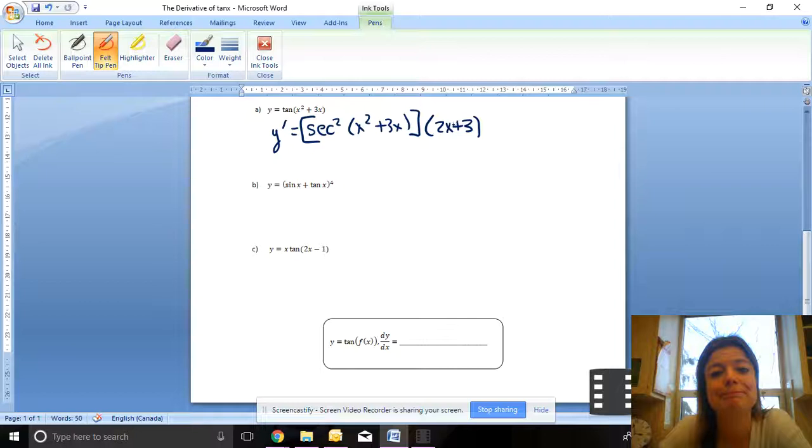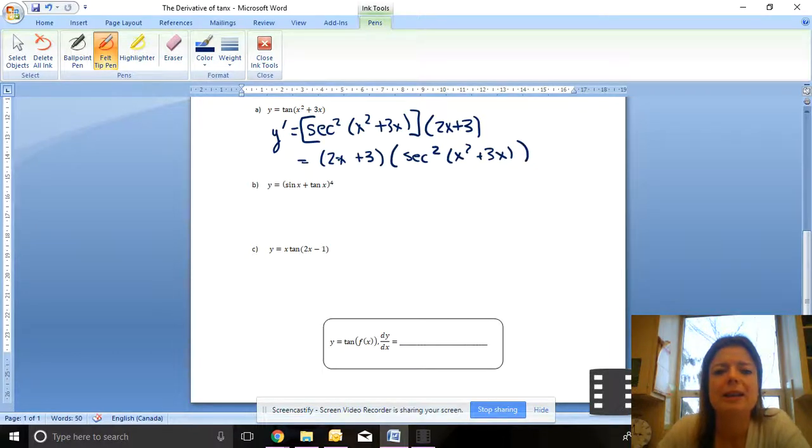That's it. We're done. The only thing I might want to do here is just put this 2x plus 3 out front, and that kind of eliminates... no, it doesn't really eliminate anything. I was going to say the need for double brackets. I mean, you don't really need this bracket here in front of the sec squared, but I decided to put it there. But really, that does look nicer out front. So there you go.